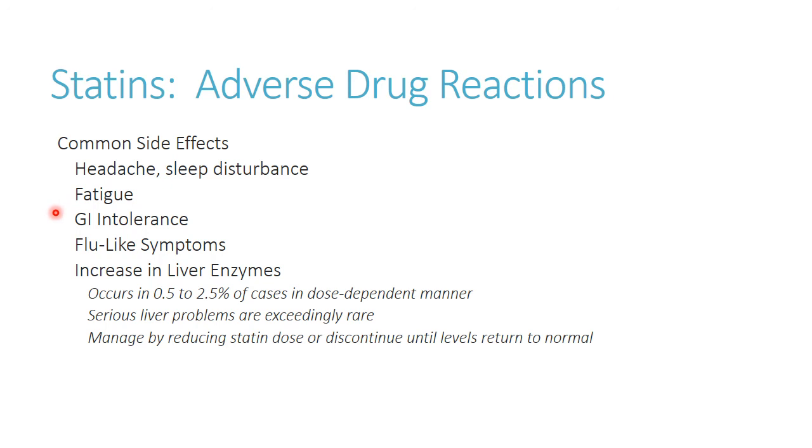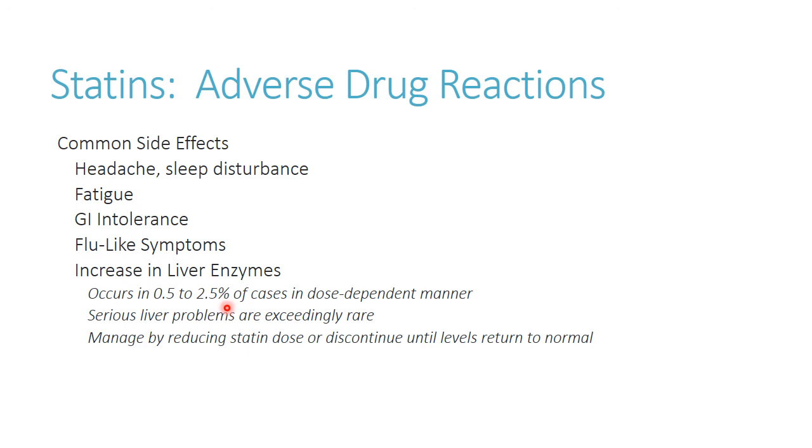So for instance, GI intolerance, maybe flu-like symptoms. Some of this can be dose related, so in some cases you may be able to reduce your dose and get around some of this stuff. But there are things like an increase in liver enzymes. So LFTs are going to be one of the things you monitor at baseline, and you're going to follow up with them. You may do it at 6 weeks, maybe at 3 months. But in say half a percent to maybe 2.5% of cases, you're going to see a dose-related increase in their LFTs.